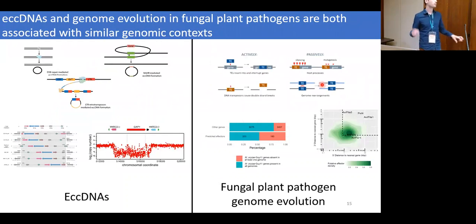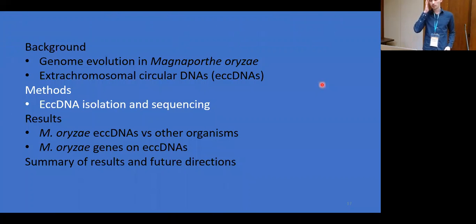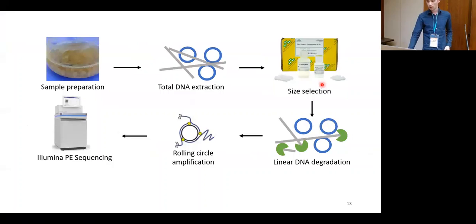What I'm hoping you realize, just like I did, is that you see a lot of similarities between these two topics, where circular DNAs form in repeat-rich regions of the genome and cause gene deletions or genomic rearrangements, and those themes also show up in fungal plant pathogen genome evolution. So we set out to answer the question: maybe eccDNAs are contributing to this rapid evolution in Magnaporthe oryzae. I'll talk about some of the methods that we used really quickly.